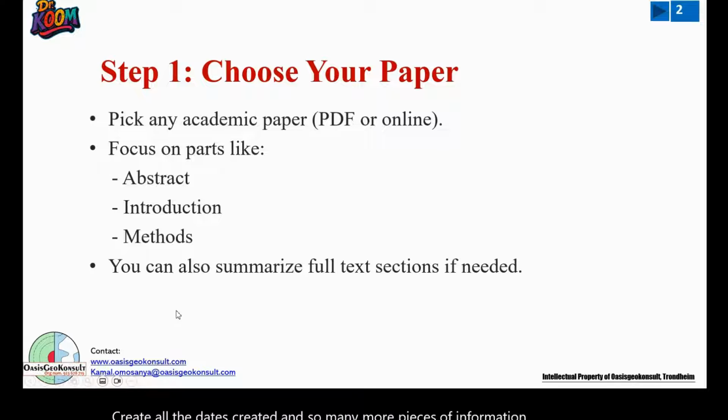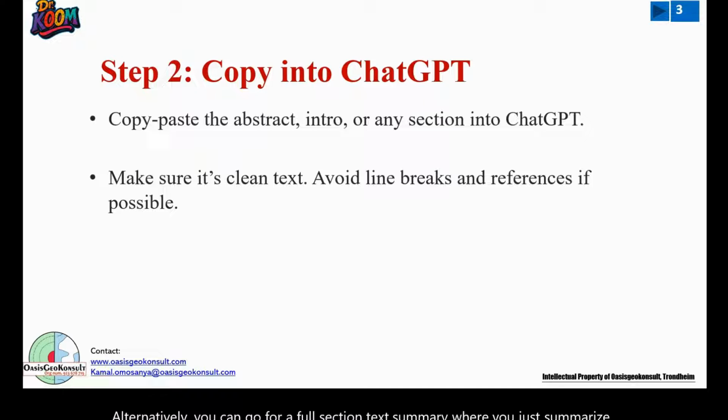Otherwise, you can just do a copy and paste, and maybe you want to start with the abstract, then introduction and method. Then you can also do a summary of all these sections of the paper. Alternatively, you can go for a full text summary where you just summarize the whole paper at once. If you are using copy and paste, you can copy the abstract, the introduction, or any section into ChatGPT, but make sure the text is clean and there are no line breaks, and the references are also possibly removed from it, so that you can get very good feedback from your prompts.